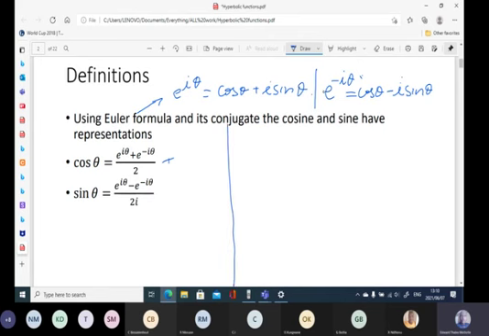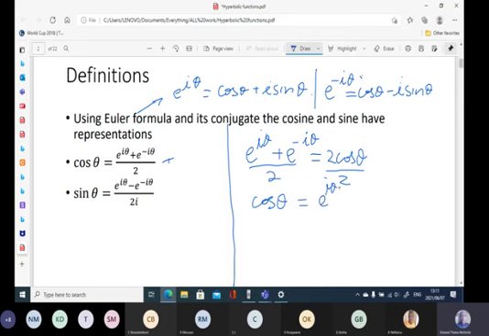Let's see if we add these two. e to the power i theta plus e to the power minus i theta is equal to 2 cos theta if you add this one and that one, and then these two cancel out. Now I want to make cos theta the subject. If I divide both sides by 2, cos theta is equal to e to the power i theta plus e to the power minus i theta, over 2.